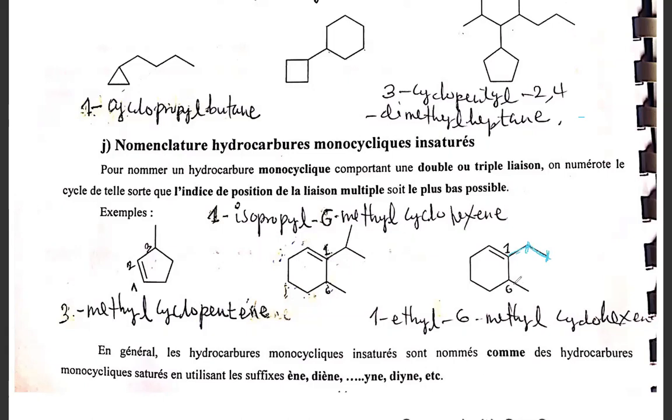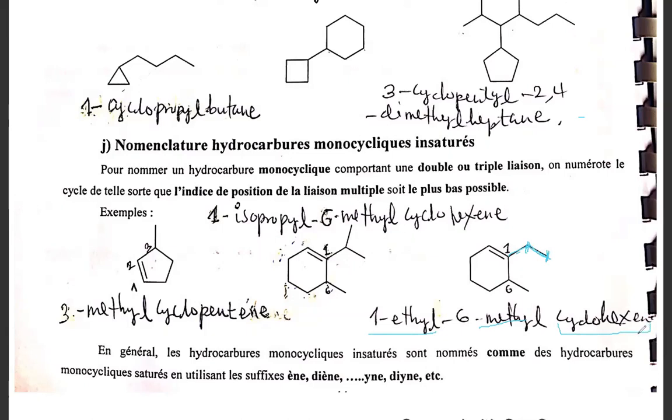And therefore, when we are naming this hydrocarbon, that is the cyclic unsaturated hydrocarbon, at position number 1 you have an ethyl, and at position number 6 you have a methyl. And the main chain will be cyclohexene.